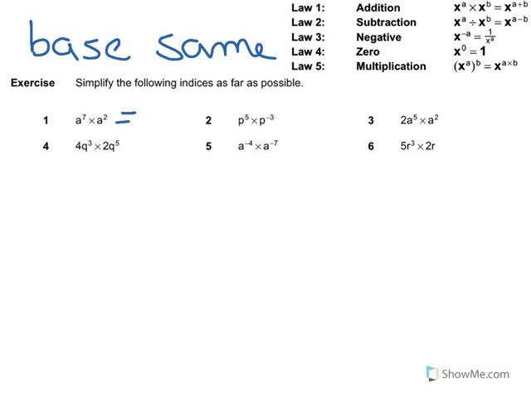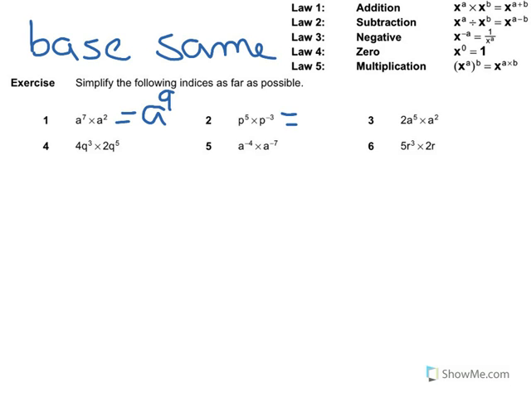There's no real working out to show. You just need to learn the law. Bases are the same, so all we do is add the indices. 7 plus 2 is 9. So that's a to the power of 9. Have a go at question 2. Pause it, I'll give you the answer in a second.